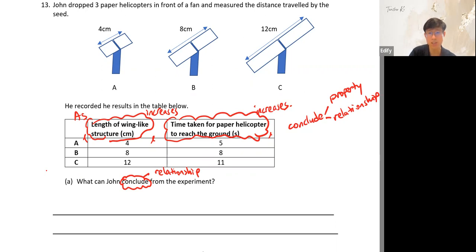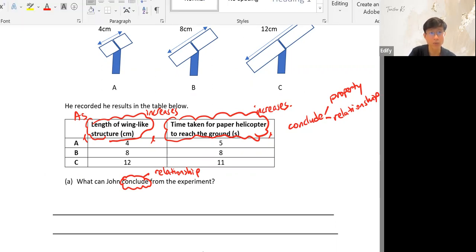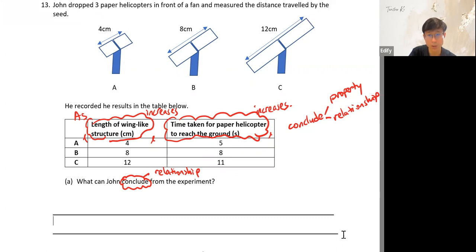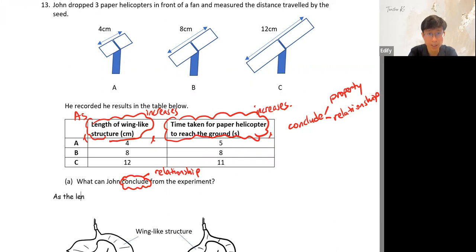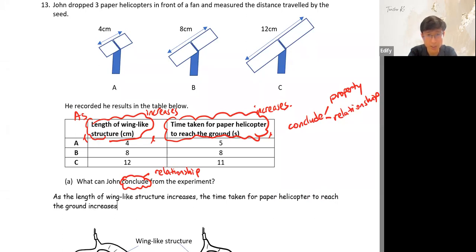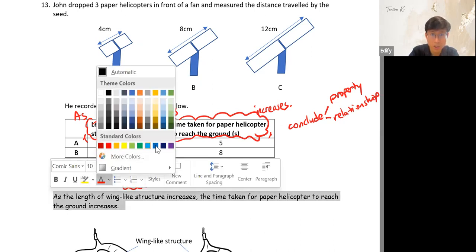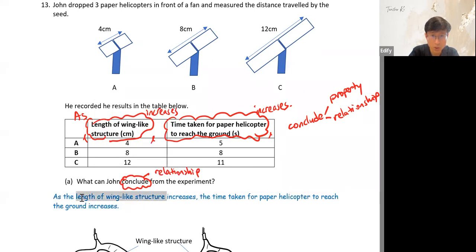Okay, so this is our answer, and you want to write them properly and try not to miss out any words. Okay, so as the length of wing-like structure increases, the time taken for paper helicopter to reach the ground increases as well. Okay, so this will be my answer. Make sure that you follow the question word for word.